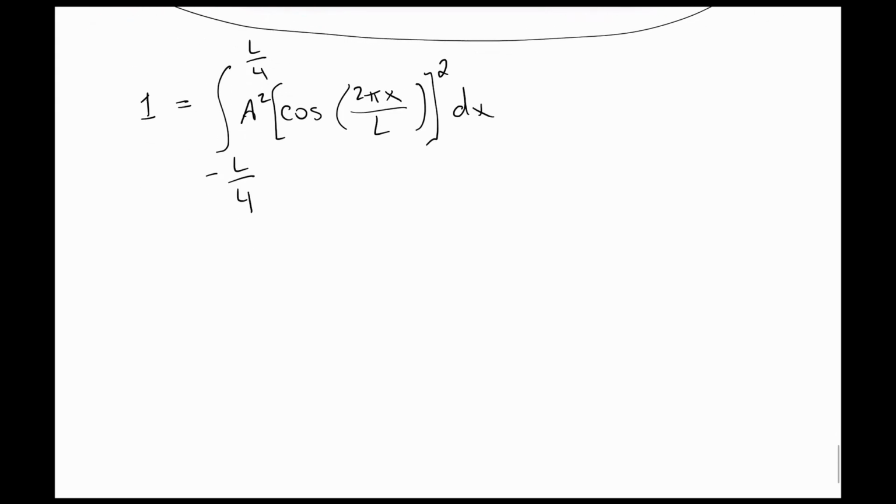Nice. Now we have to solve this integral. So how do we do that? We have a constant over here, which is A squared, which we pull out of the integral. So let me actually write this in blue since we're solving the integral right now.